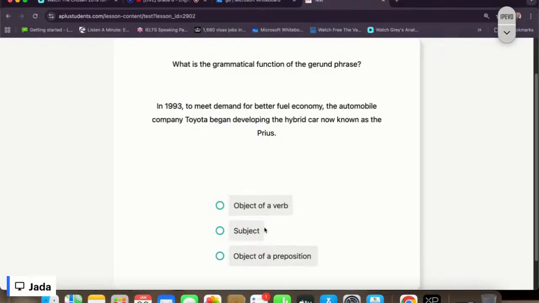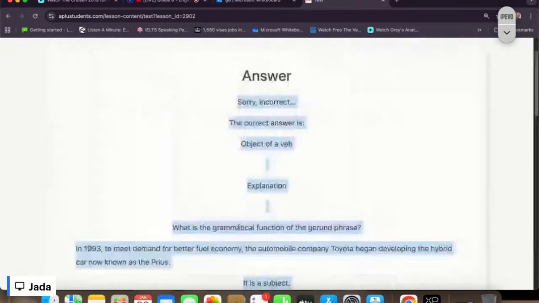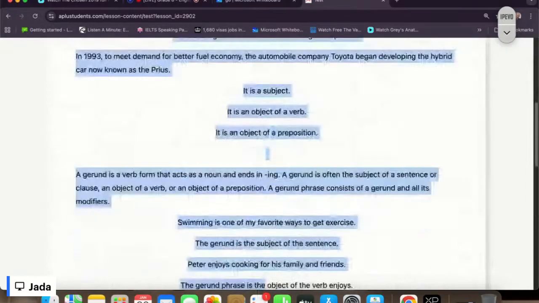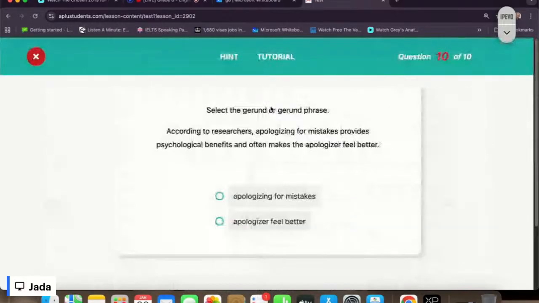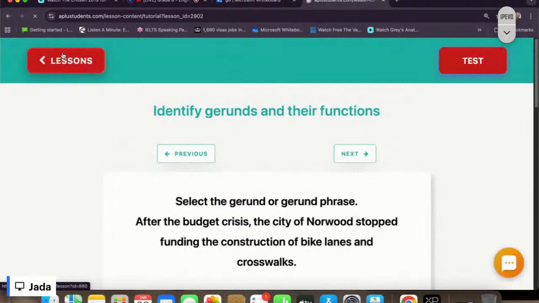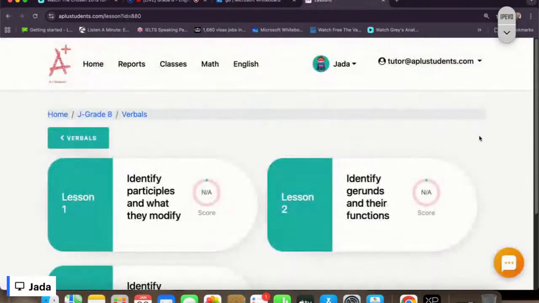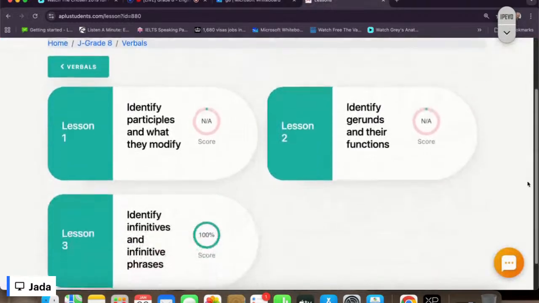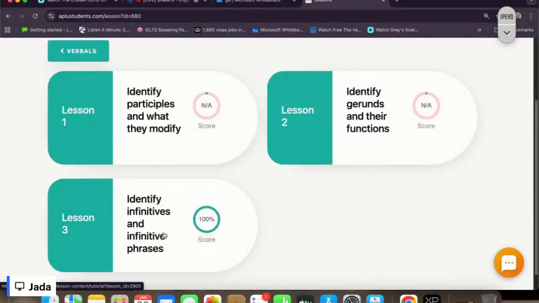Okay, so we have object of a verb, which was the correct one. Alright, so we'll move on to the next one. So make sure you complete this if you haven't done it. We have the last, which is identify infinitive and infinitive phrases.